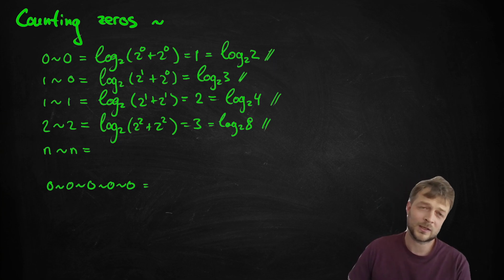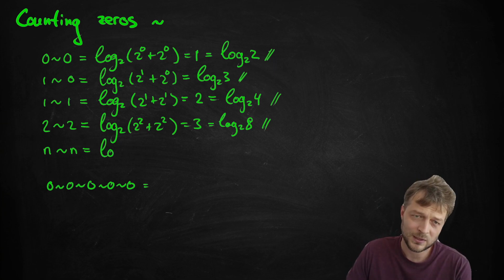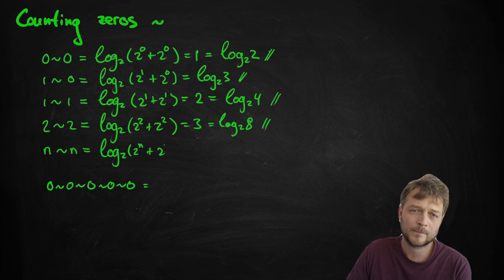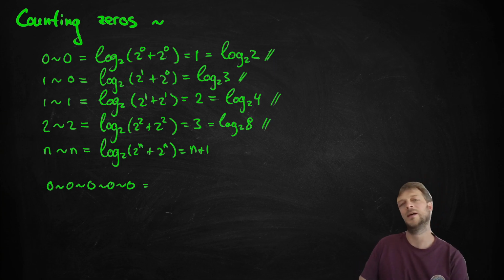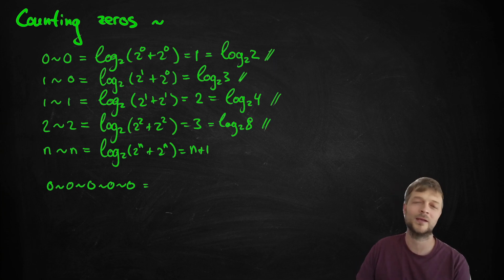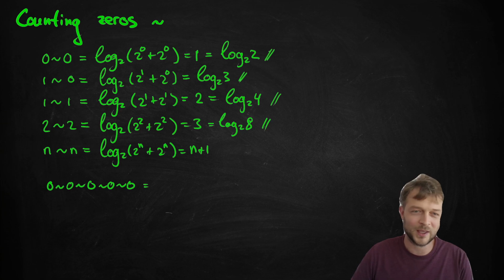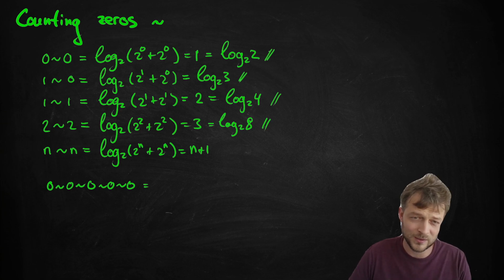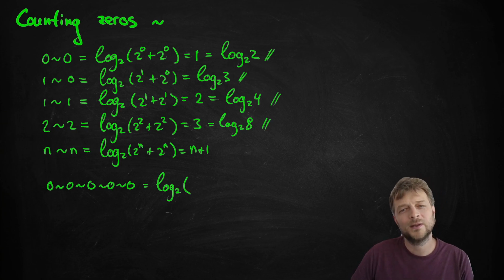etc. And also another pattern that we can see here is that we can basically express it as n plus 1. So n tilde n is equal to n plus 1. Okay, so for example, if we have 5 zeros with a tilde between, we will get log 2 of, here I should write 2 to the power 0, 5 times.